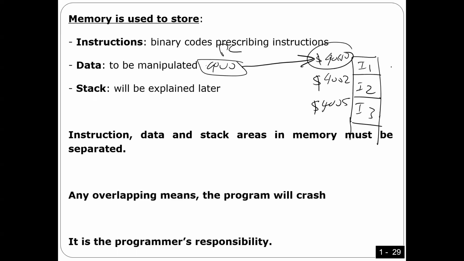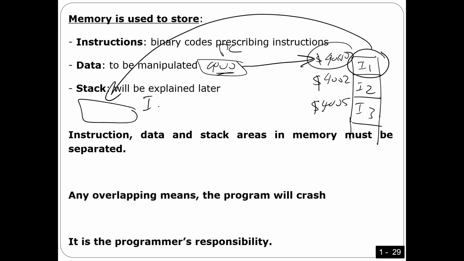So the idea of pointing means PC is storing the address of a location. That's what I mean by point. Point means it's storing an address. Is that okay? So what happened? I want to execute an instruction right now. I ask PC, where are you? I'm here at 4,000. So I'm going to read the instruction at this location and put it in IR.